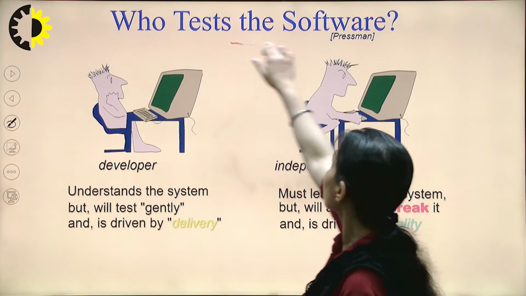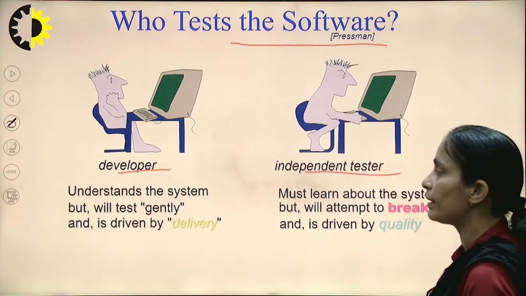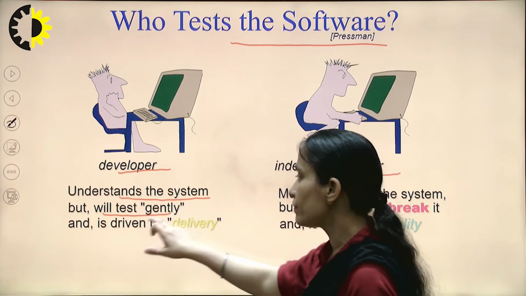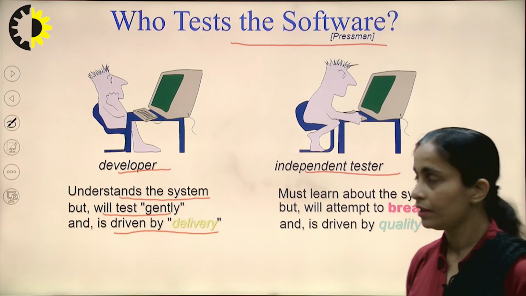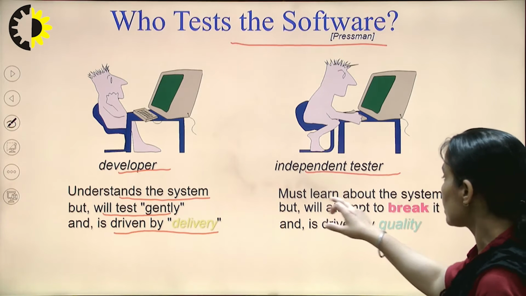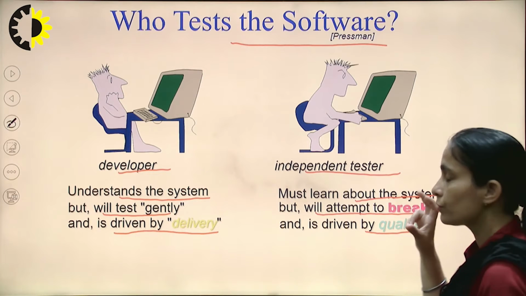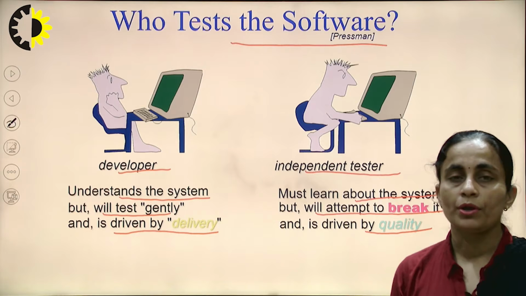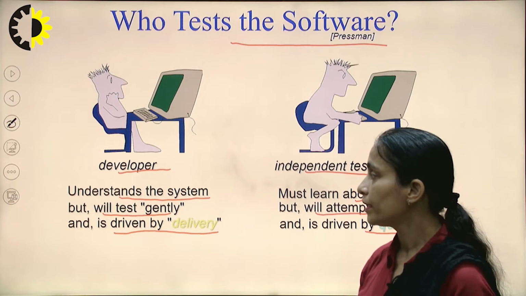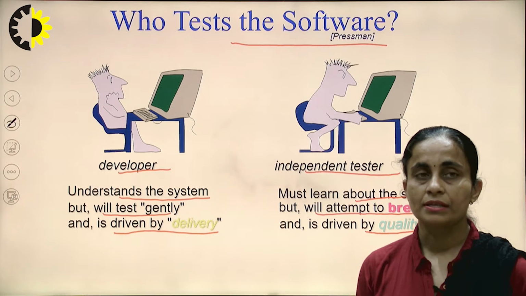So, who tests the software? The question is whether it is the developer or some independent tester. A developer is a person who understands the system, but will test very gently and is driven by delivery. If independent testers are hired, they must learn about the system, but they will attempt to break it and are driven by quality. Testers will check module by module by doing the integration and performing the system testing, and the developer will check the logic, that is, how the system is behaving and what it was supposed to do.